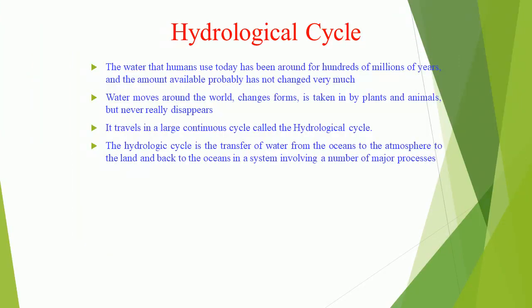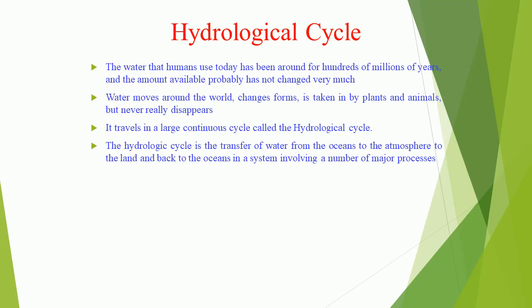The water that humans use today has been around for hundreds of millions of years, and the amount available probably has not changed very much. Water moves around the world, changes forms, is taken in by plants and animals, but never really disappears. It travels in a large continuous cycle called the hydrological cycle.